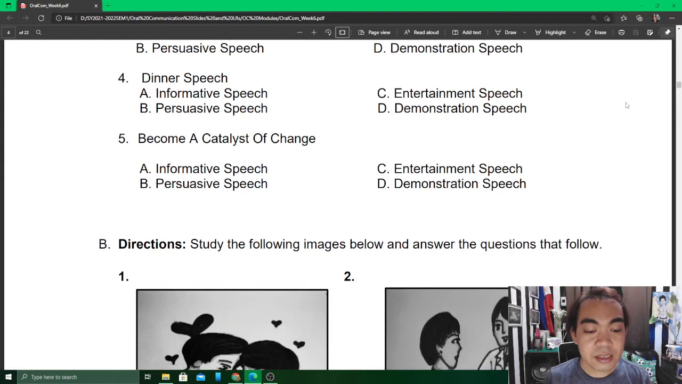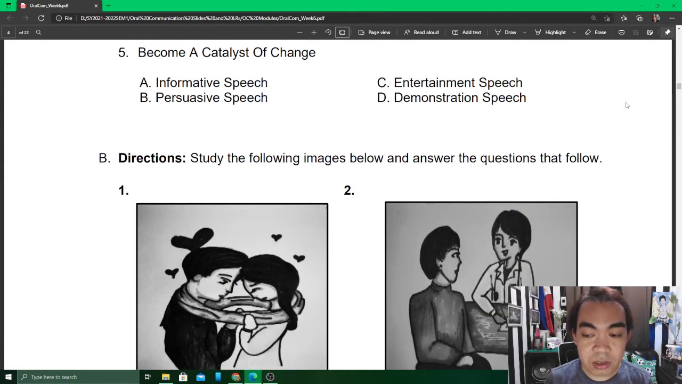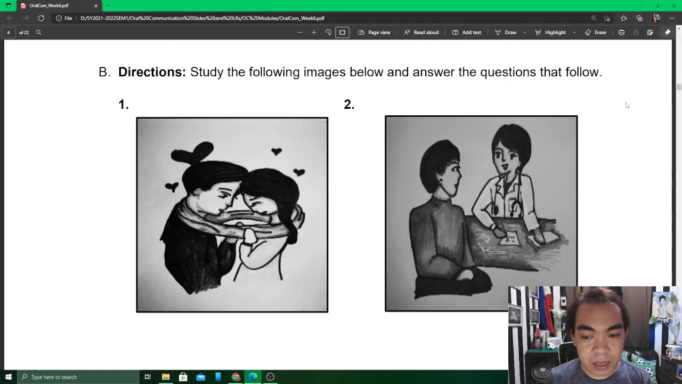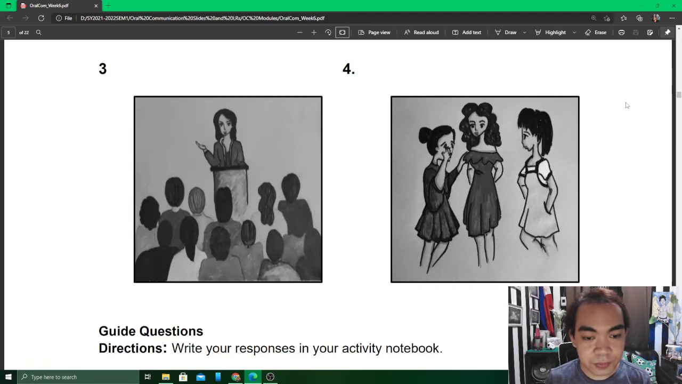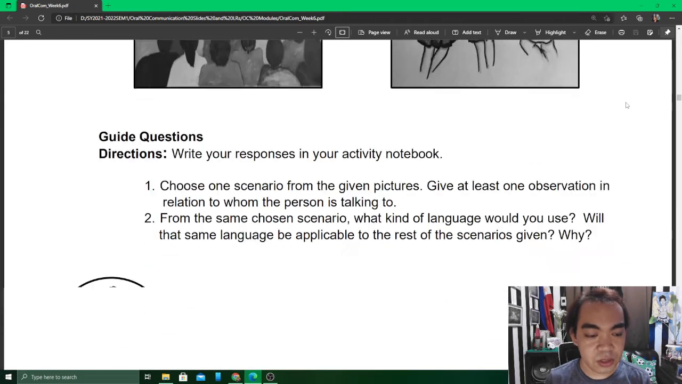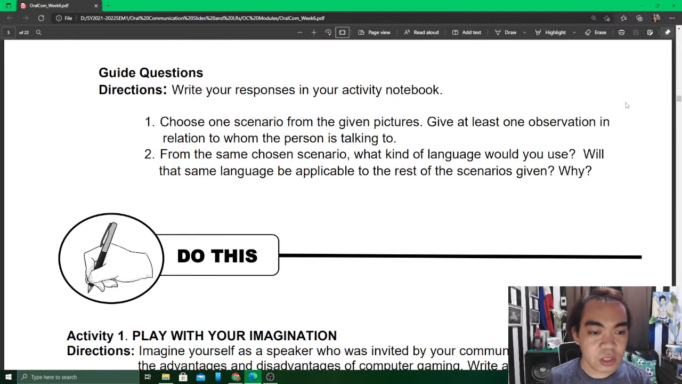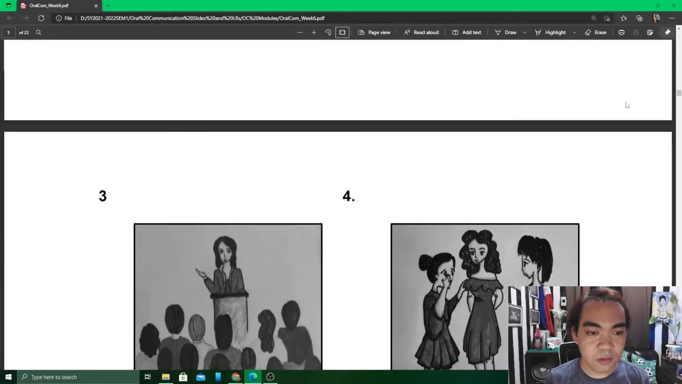Part B, study the following images and answer the questions that follow. So we have here 4 images. The questions say, choose one scenario from the given pictures, give at least one observation in relation to whom the person is talking to. And from the same chosen scenario, what kind of language would you use? Will the same language be applicable to the rest of the scenarios given? Why? So there are 4 scenarios here.